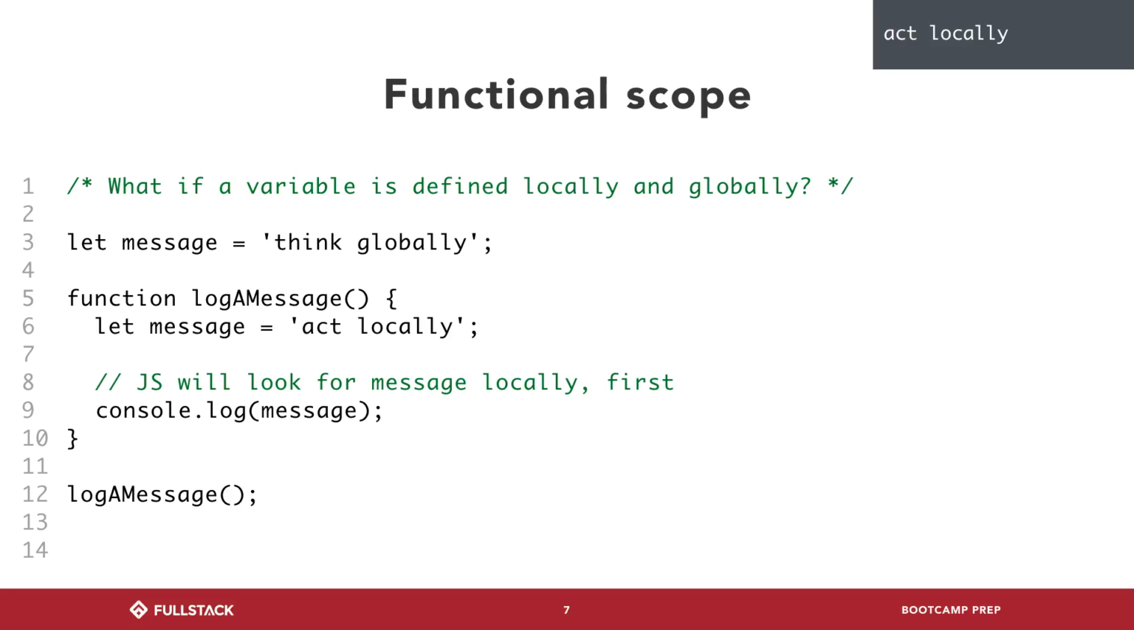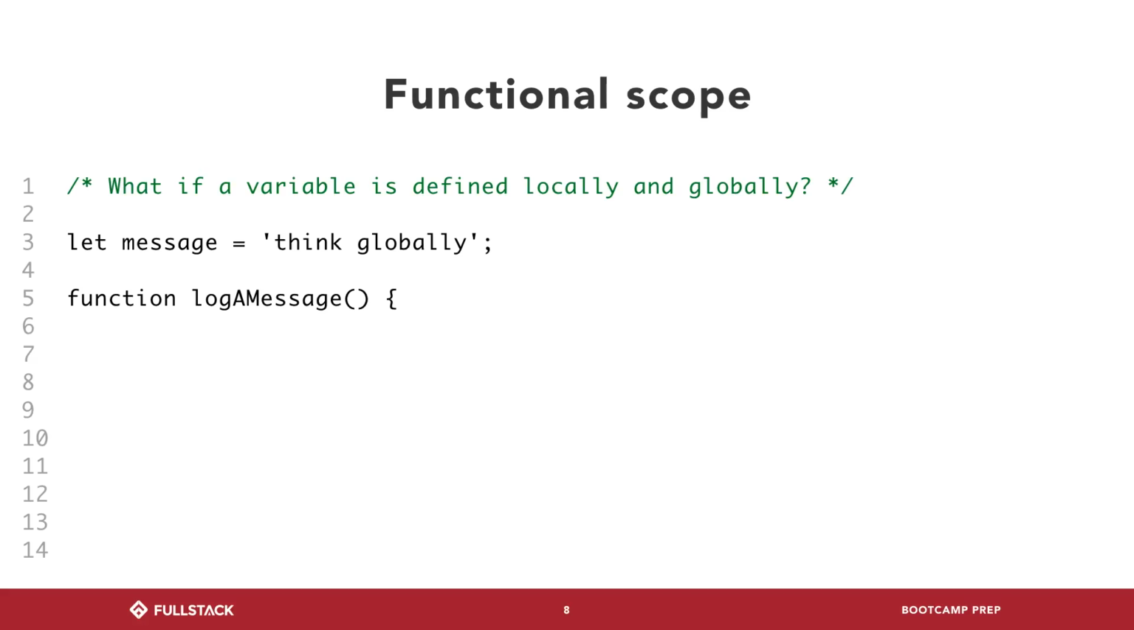Remember how we're about to talk about scope and how it finds variables? On line 9 there, when I console log out message, what message is it going to look for? Well, it's going to look for the message in its own scope first. And in this case, it's going to find it. It's going to find a message variable, and the value is going to be act locally. So at that point, it says, I'm done. I don't need to look any further. I found a variable that matches what I'm looking for, and I print it out. So that's why on line 9, it's going to print out act locally instead of think globally. Because it's going to look in its own scope first, and its own scope is between lines 5 through 10.